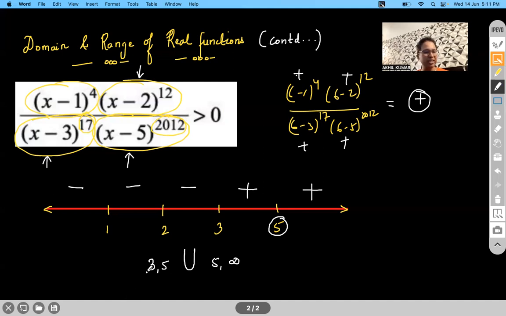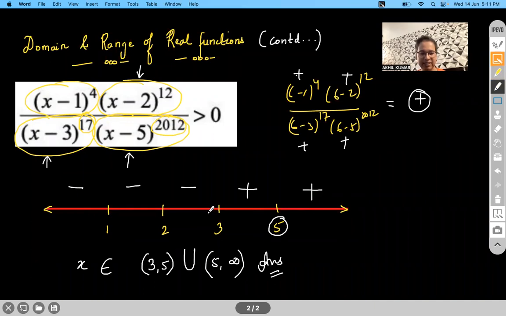Now, will I include 3? No. Not because 3 is in the denominator. Even if it was in the numerator, I would not have included it because here I'm talking about a pure inequality. So in pure inequality, you have to not include any of these numbers. So you have to start putting round brackets about everything. So your x should belong to this interval for your expression on the left hand side to be greater than zero. So this is your answer to the question.